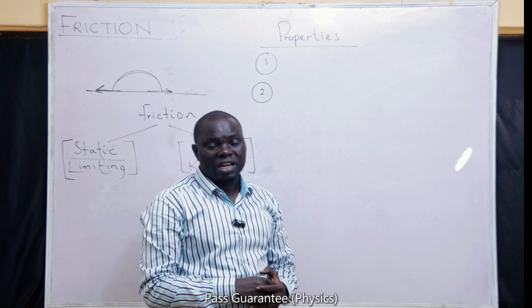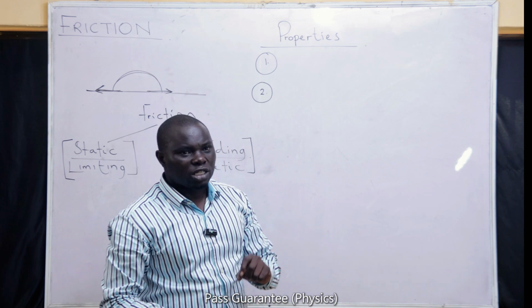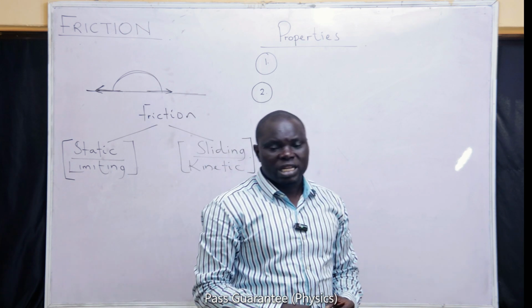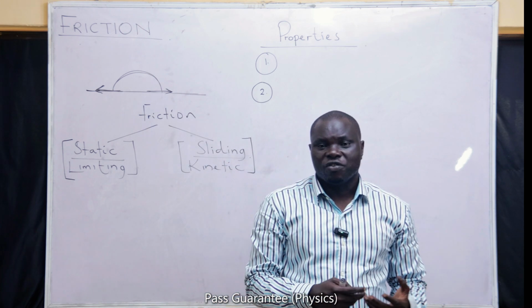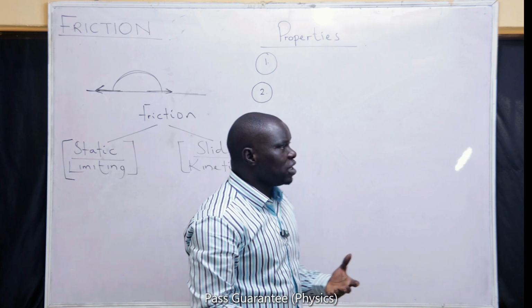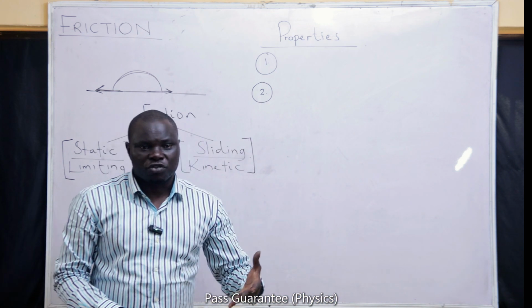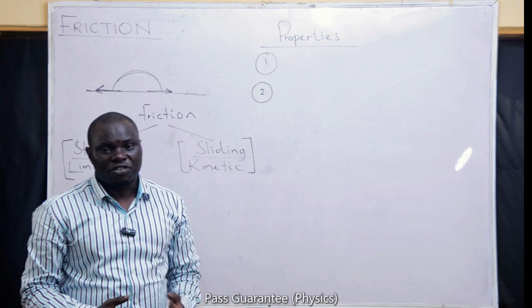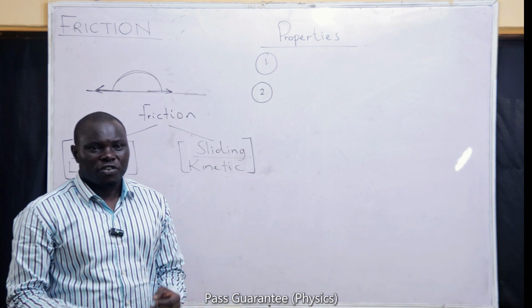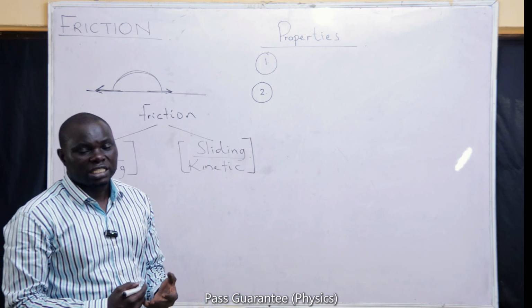Where the surfaces are rough, we say that the friction will be very, very high. Where the surfaces are smooth, we say that the friction will be very, very low. In fact, generally in physics, if you are solving a question and you are told that the body is moving on a smooth surface, you are expected to assume that the friction is zero. Friction on a smooth surface is theoretically taken to be zero.